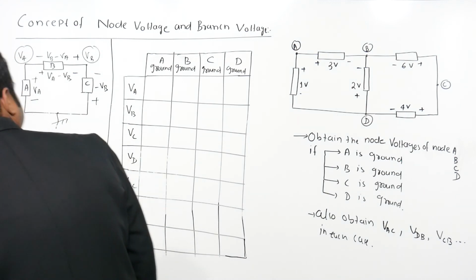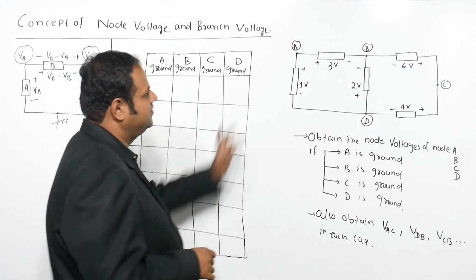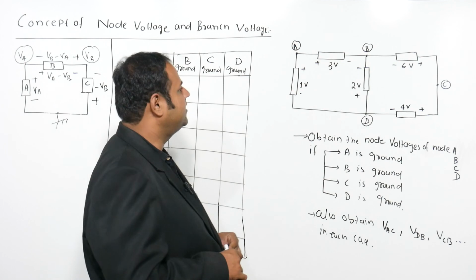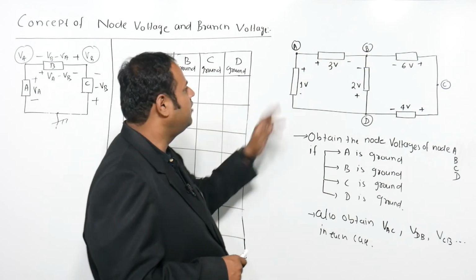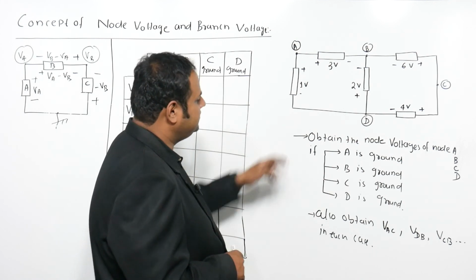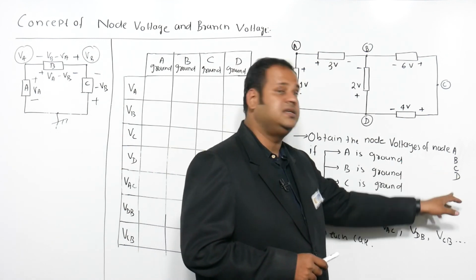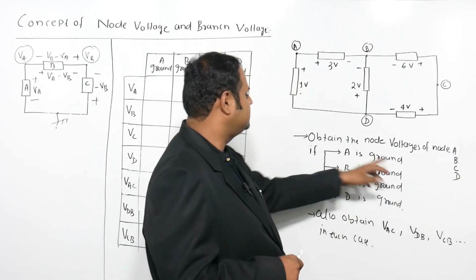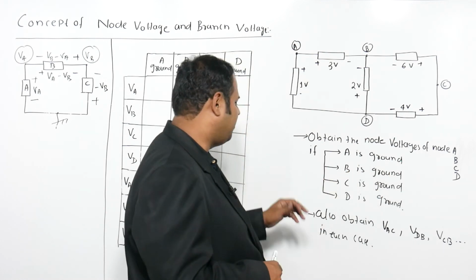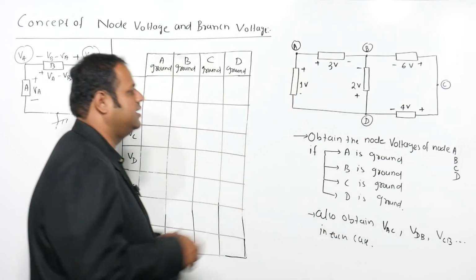Keeping this concept in mind, let us try to solve this problem. This is a network where you can see the voltage polarity of elements are given, with the corresponding values, like 1 volt, 3, 2, 6, 4, with the corresponding polarity. The question is, obtain the node voltages of node A, node B, node C and node D if A is ground, if B is ground, if C is ground, if D is ground. And also obtain the value of VAC, VDB, VCB, etc. in each of the cases.